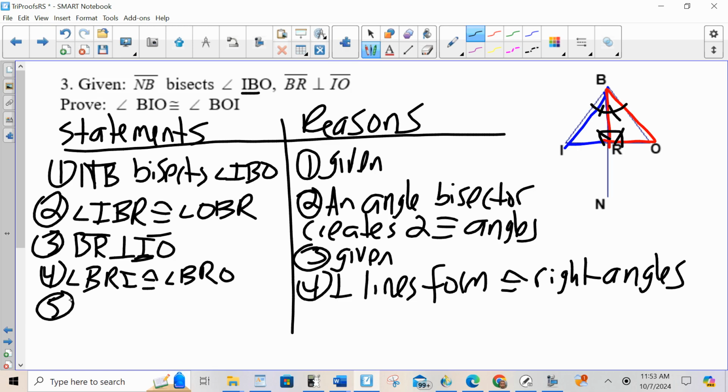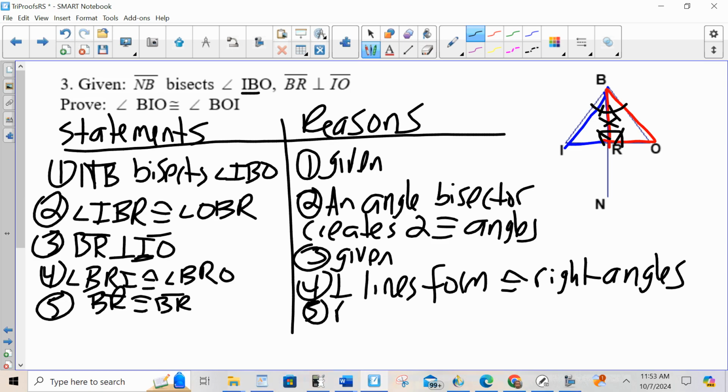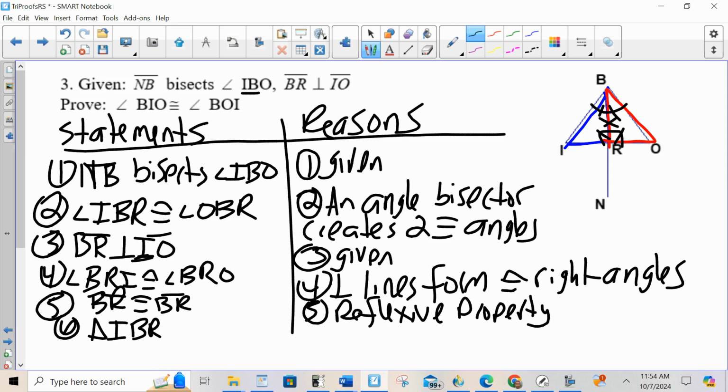VRIAS. V, vertical angles, no. R, reflexive property, yes. BR is congruent to BR. Reflexive property. Now that I have three things congruent, that's what I wanted. I did it. I proved that the triangles are congruent. So I'm going to state the triangles. It doesn't matter how I name the first one, but for the second one, the letters must correspond. So if it went IBR, I have to go OBR. I proved angle, side, angle.